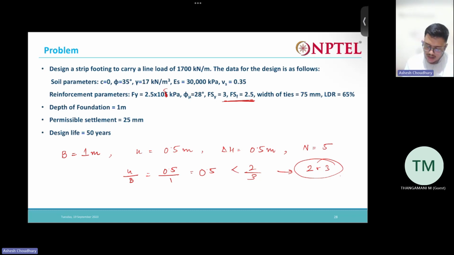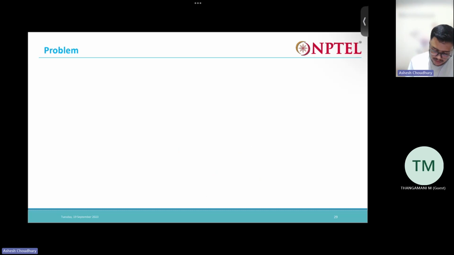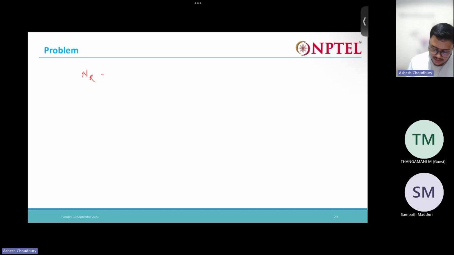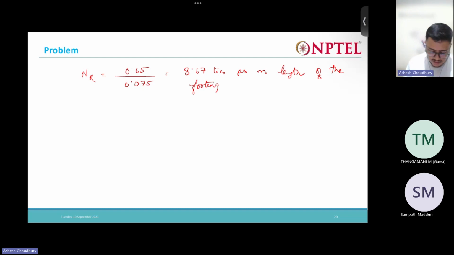All right, so now LDR is given. So width times NR is LDR. From here you can get the number of ties that we need to provide per meter length of the footing, which is 0.65 over 0.075, that is 8.67 ties per meter length of the footing.